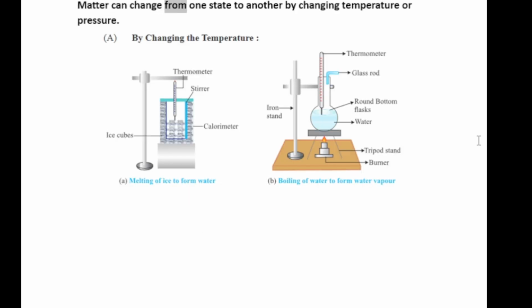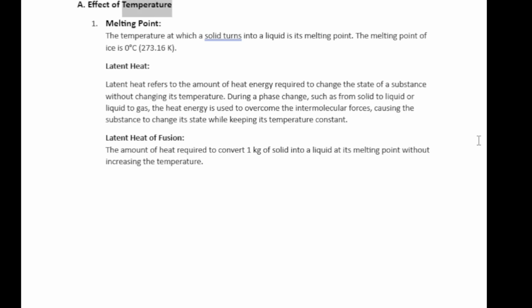Matter can change from one state to another by changing temperature or pressure. Effect of temperature. Melting point. The temperature at which a solid turns into a liquid is its melting point. The melting point of ice is 0 degrees C, 273.16 K.